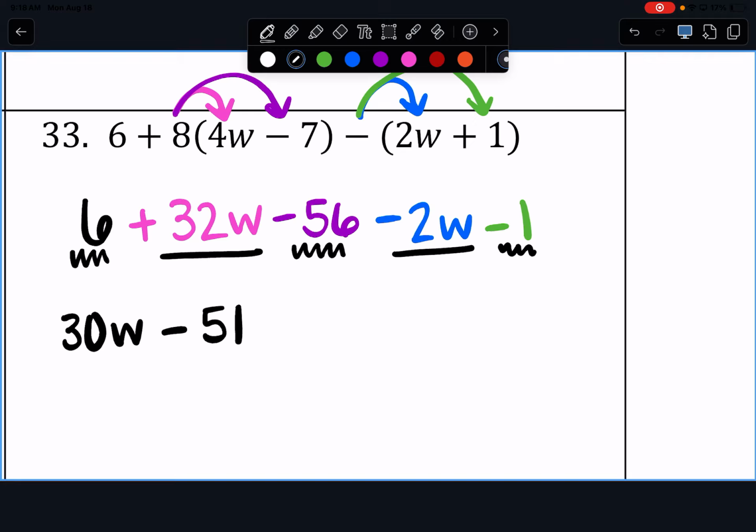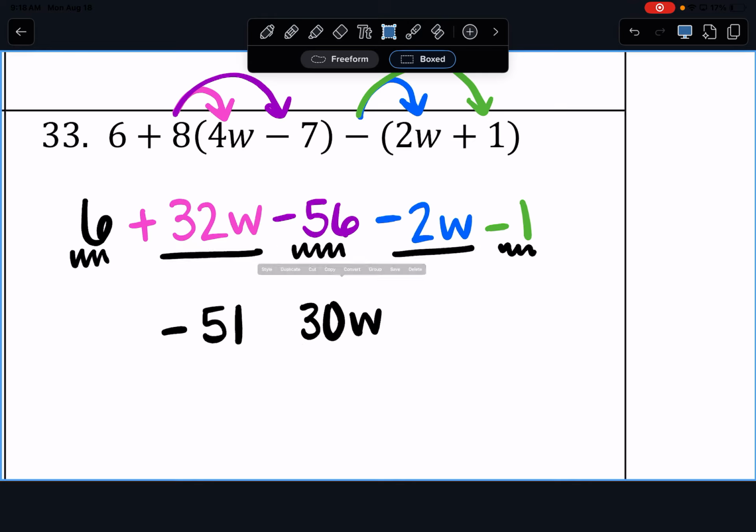So if you would have had that rearranged as this, you would have not been wrong. It's just whenever we write our answers in standard form, we will do variable term, then our constant term.